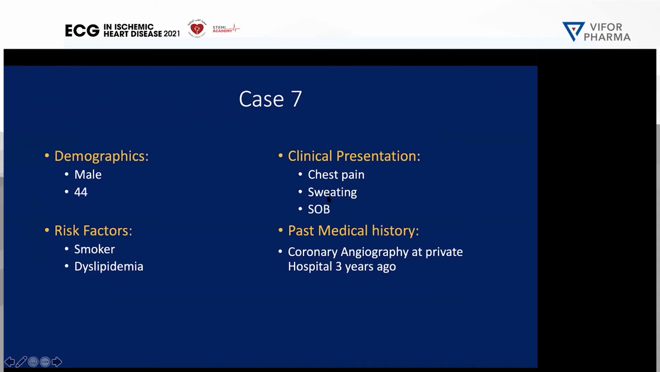Okay. Great. Case 7. Male, 44, smoker with dyslipidemia, has chest pain, swelling, and dyspnea. He had an angio 3 years back. We don't know any details. So this patient maybe had a stent, so he's at high risk to start with. So don't say, oh, 44, he's young. No, ECG is very important.